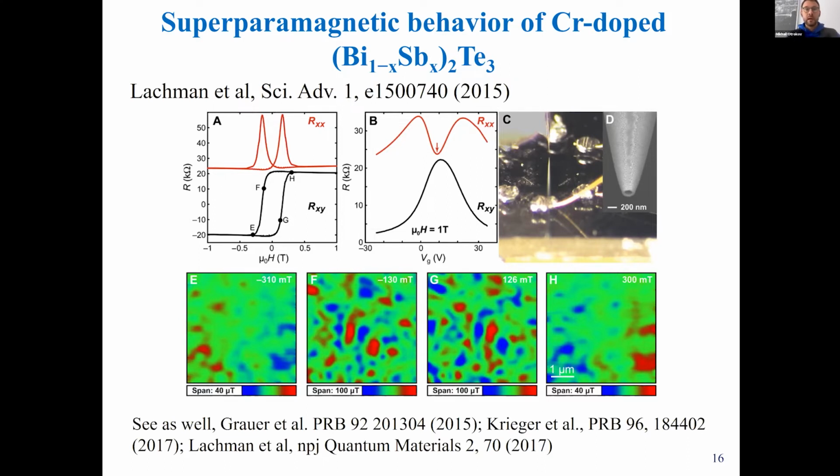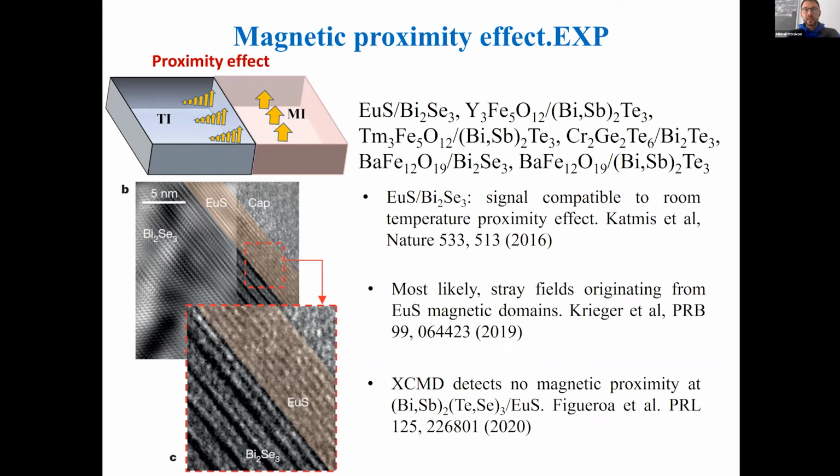meaning that it is quite difficult to control the properties of such systems. Therefore, the magnetic proximity effect was considered in particular as a viable alternative to magnetic doping. In this case, one aims at inducing a finite magnetization in a TI through the interface coupling to a magnetic insulator, which is trivial. A number of systems were considered along this research direction. This is a non-exhaustive list. But one of the most studied systems appears to be europium sulfide bismuth selenide, for sure.